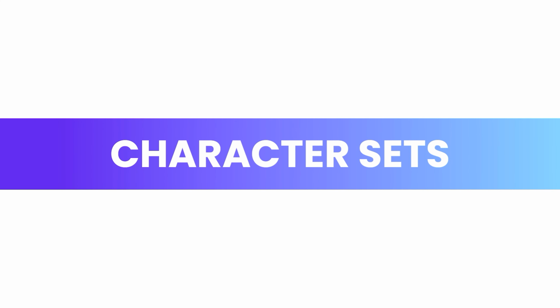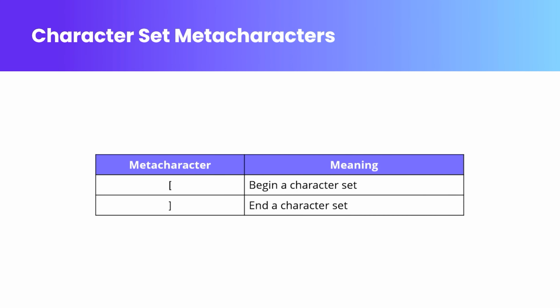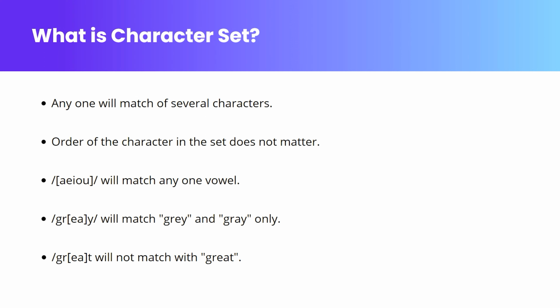Character sets meta character. It is represented by square brackets, where the open bracket begins a character set and the close bracket ends a character set. Any one will match of several characters, meaning we put some characters inside these square brackets and any one of them will match in our text. The order of the characters in the set does not matter. Here you can see some examples where inside the square brackets there are vowels and it will match any one vowel, and here you can see gray or grey, but it will not match great.